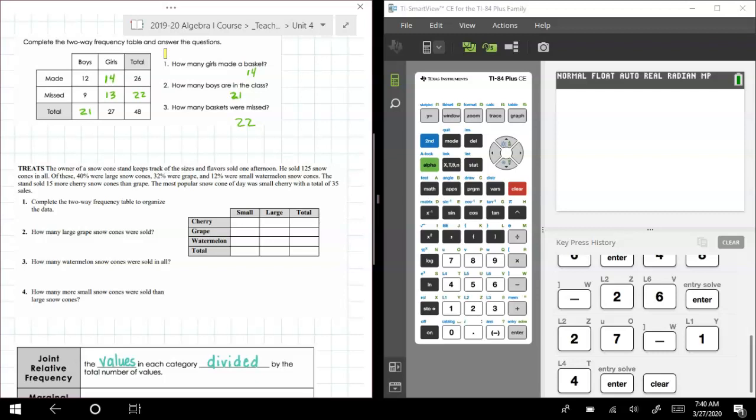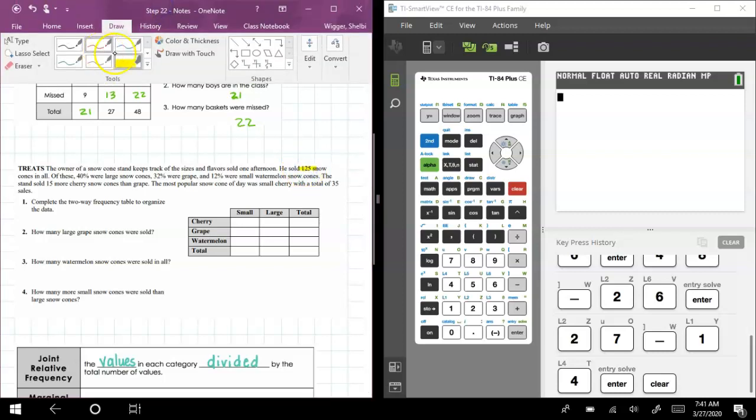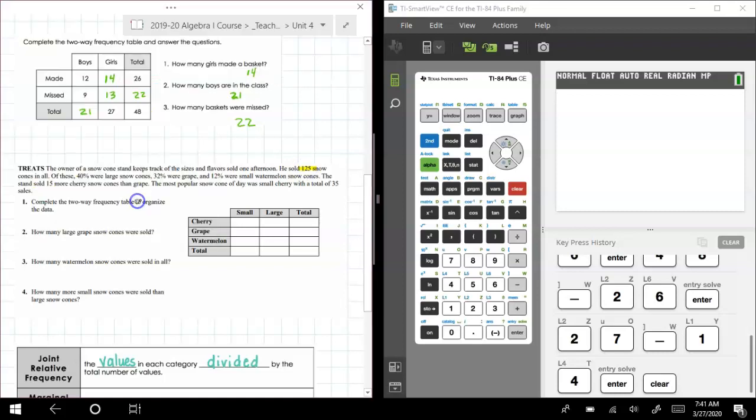Okay, the owner of a snow cone stand keeps track of the sizes and flavors one afternoon. So those are the 2 categories, the sizes, small and large, and the flavors, cherry, grape, watermelon, are the 2 categories. He sold 125 snow cones in all, so that's like our total. He sold 125 total.